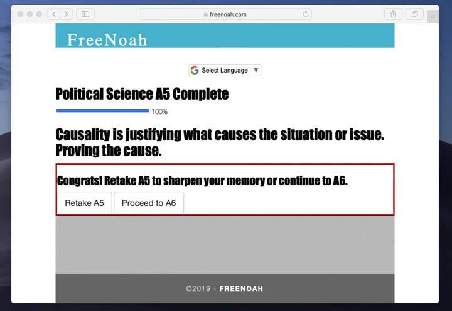So I gave you about maybe three to four great historic examples of how one situation causes another situation, and the definition of causality. All right, so causality is justifying what causes the situation or issue, right? Proving the cause.